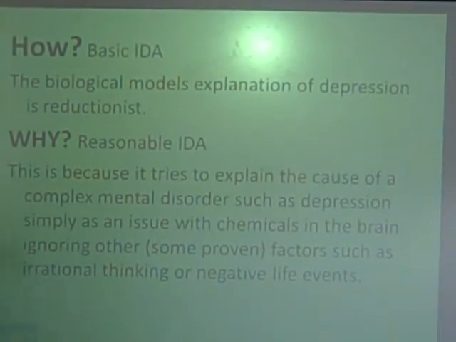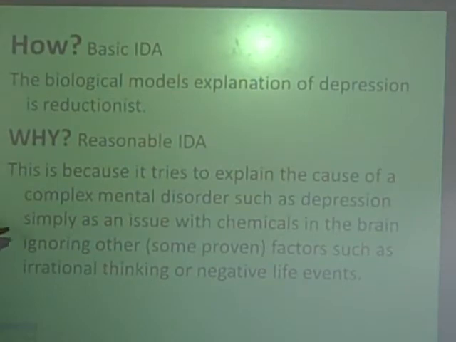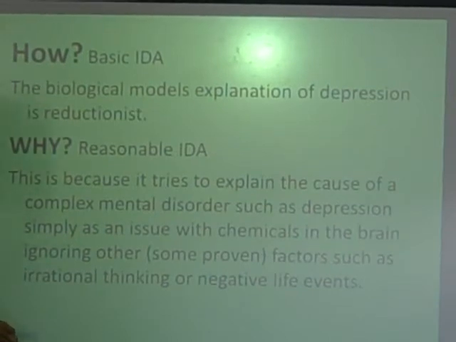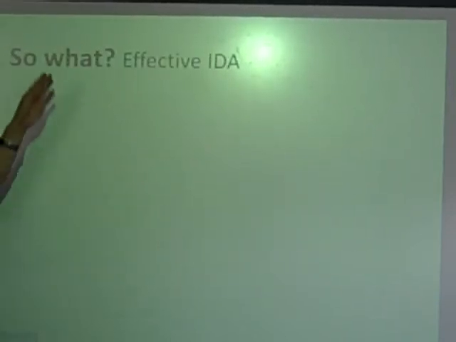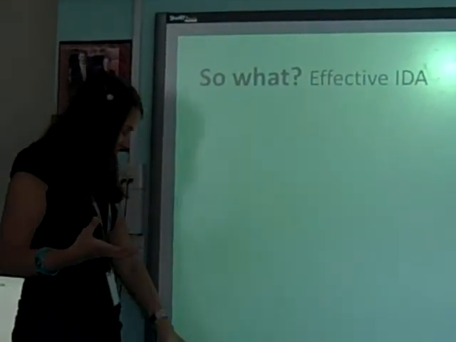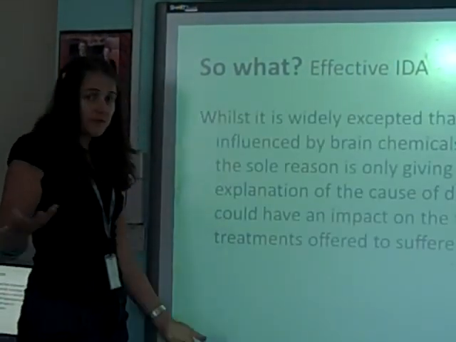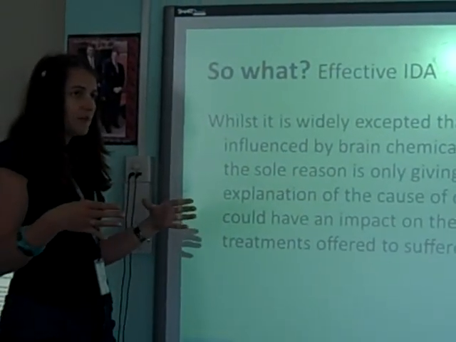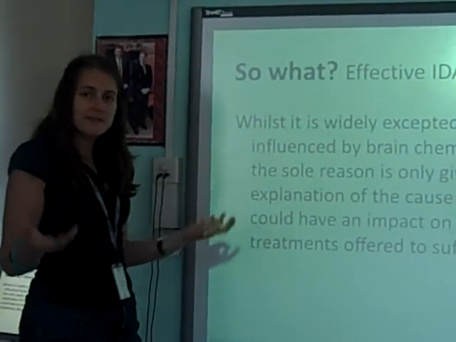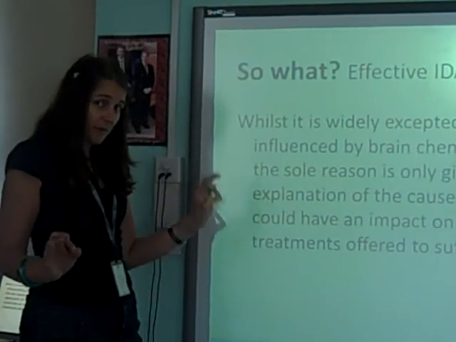Now this is a good point, but you can go a little bit further, because so what that it ignores these other factors? Who cares? What's the consequence of that? The best students can then go on to do the so what, which is effective IDA. The consequence of ignoring all those factors is that it gives us a very limited explanation of depression. If you went with that explanation alone, it would be a very, very limited understanding of it. Also, if you believe that depression is just biochemical, you're going to treat it biochemically. You're not going to have a talking treatment or CBT or anything like that. That is a consequence of being reductionist here.